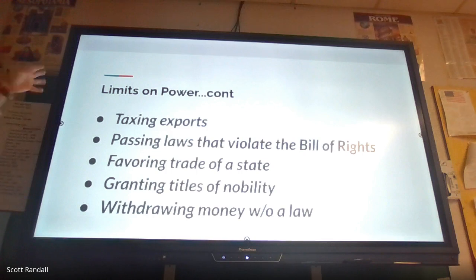All right, but like I said, if you look at the Constitution, this is the longest article, dealing with what Congress can and cannot do. And like I said, the big thing they're talking about is the elastic clause, which gives Congress a lot more flexibility.